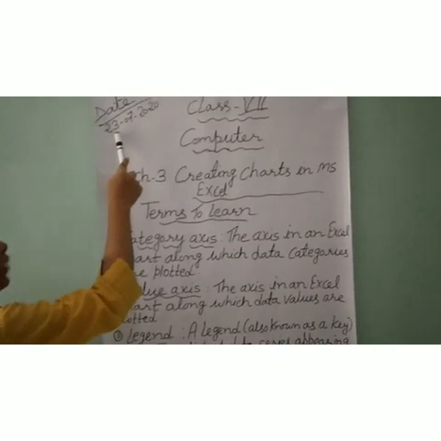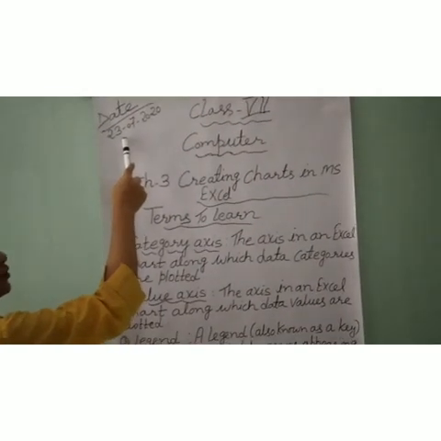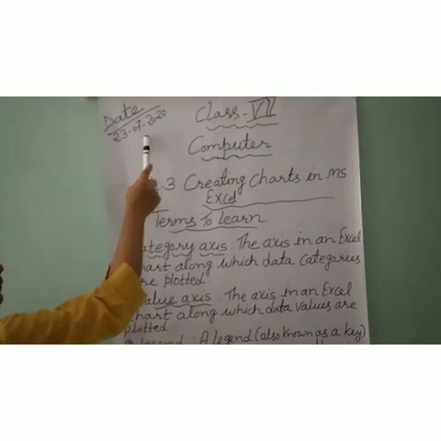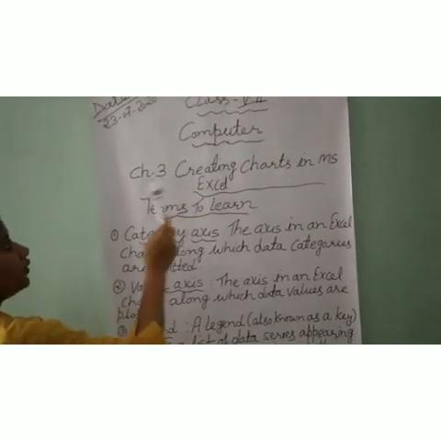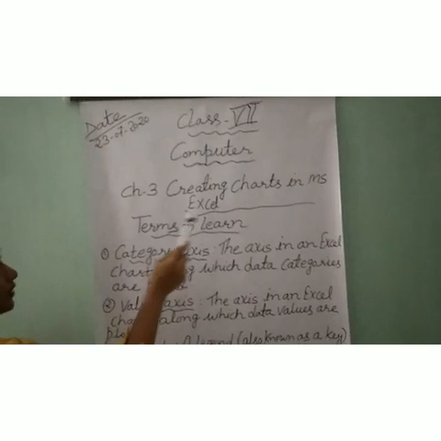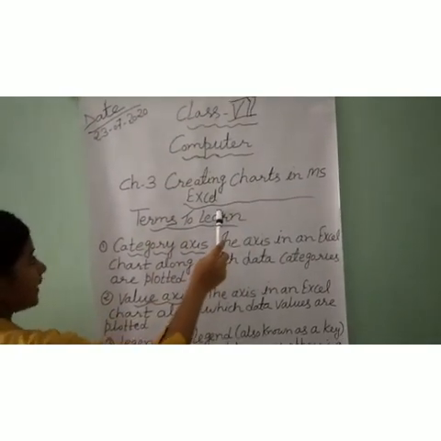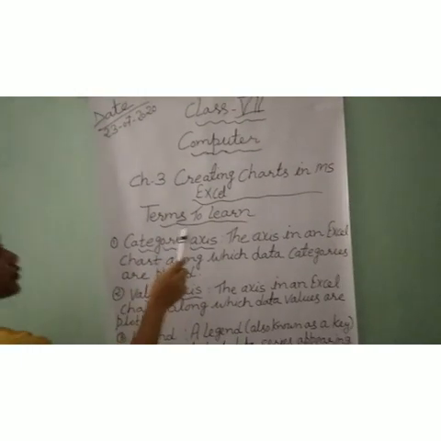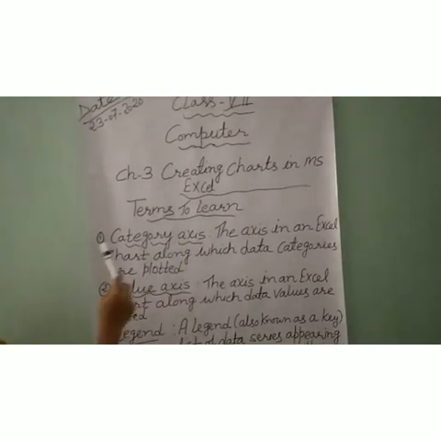Students, what's the date today? Today is 23rd July 2020. And class 7, your chapter number 3, creating charts in MS Excel. So today we are going to firstly discuss terms to learn. Okay. So come to our first point, category axis.